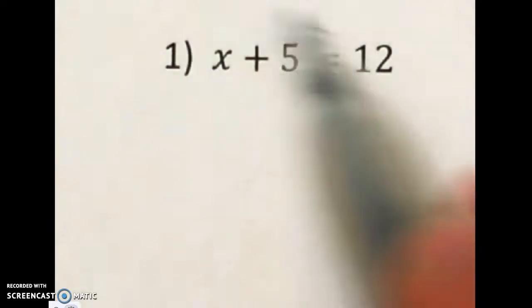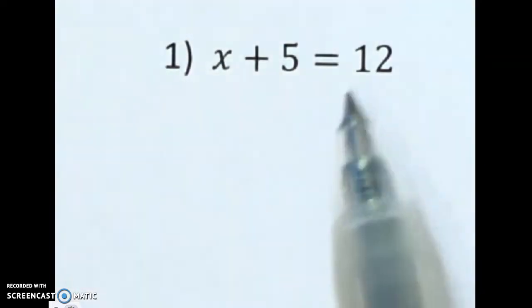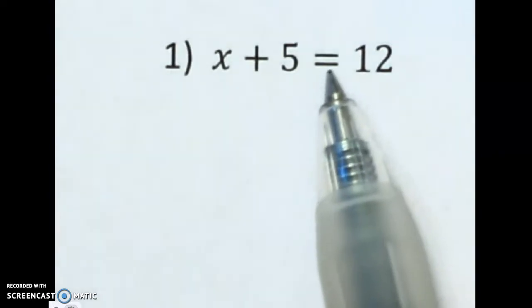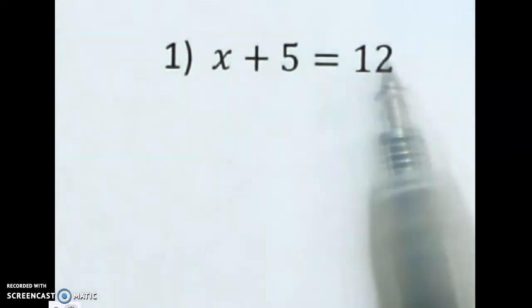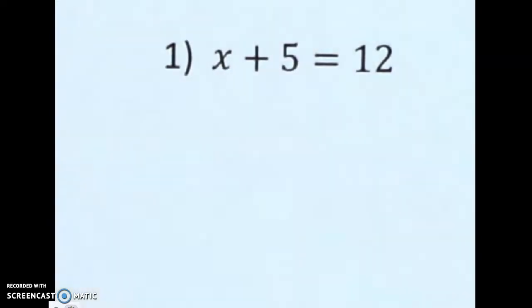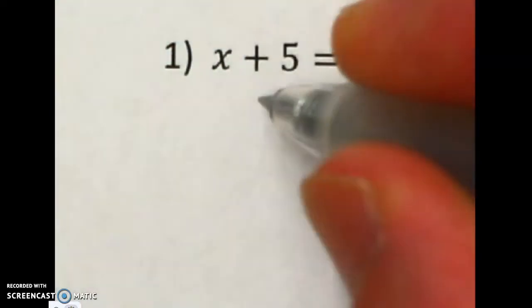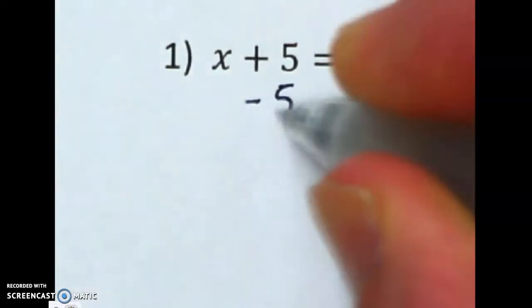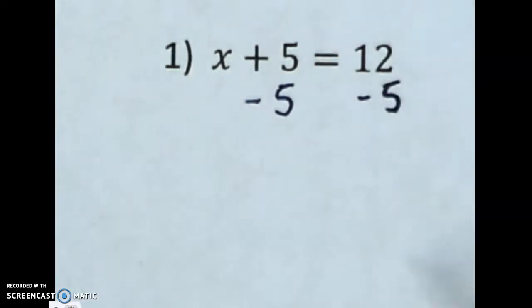To solve this equation, I need to figure out, is my variable on the left or the right? The equal sign divides our equation into two pieces, a left and the right. So this plus 5 needs to go away. We're going to get rid of it by doing the opposite. Minusing 5 on both sides. That's called doing the inverse, or doing the opposite.